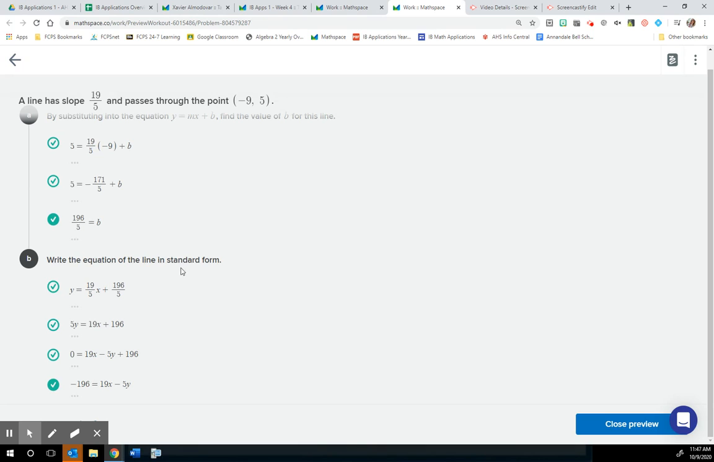So this is vague, and it's a Mathspace issue that it's vague. It just says standard form. It doesn't tell you. But remember, IB would say put it in the form, and they would type out what form they want you to have it in. They would have said for this problem, they wanted it as ax plus by equals d versus equaling 0.